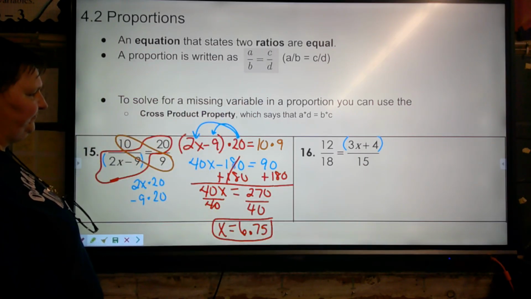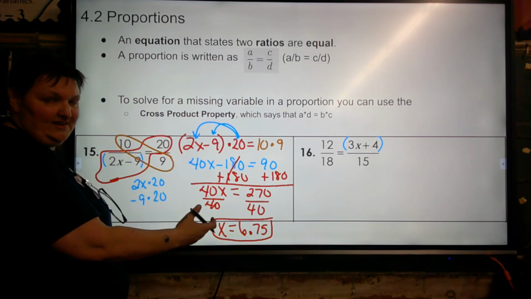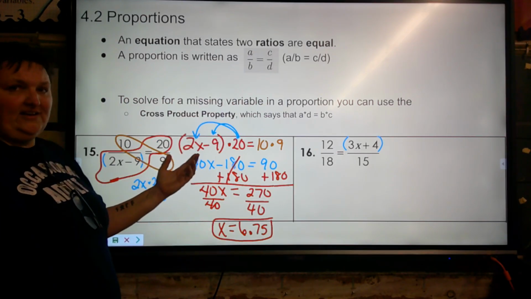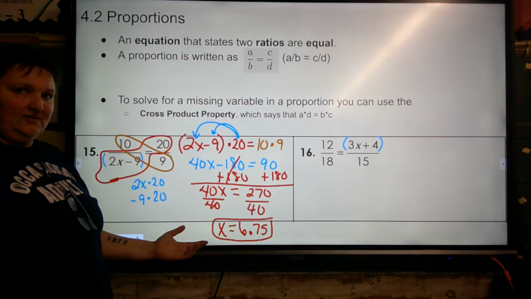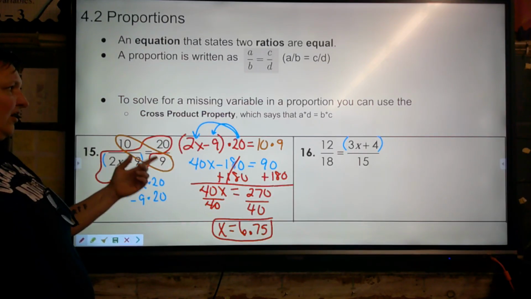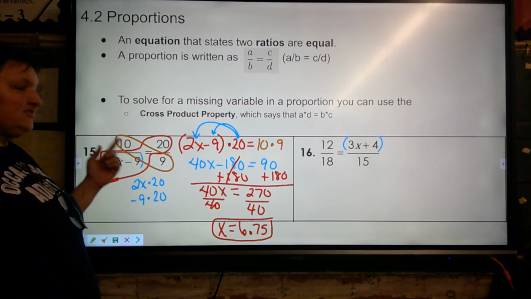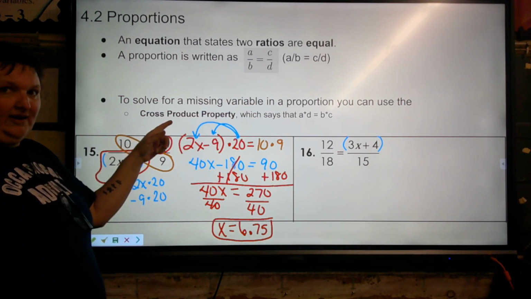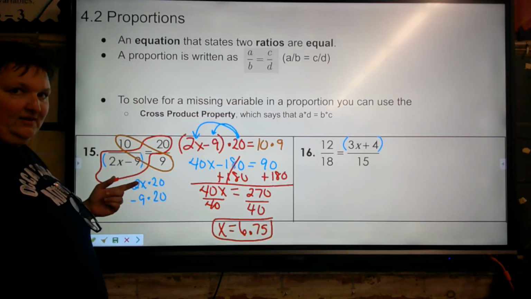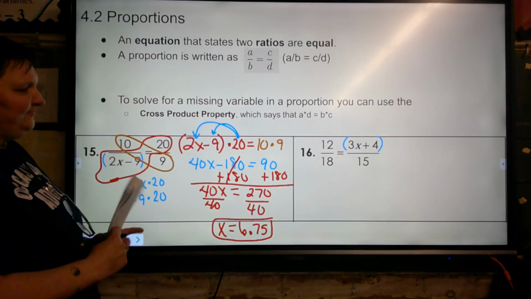That looks better. But the process is the same. We isolated and we solved. We cross product, cross multiply, product means multiply. Cross multiply, butterfly method. Okay? Let's do another.